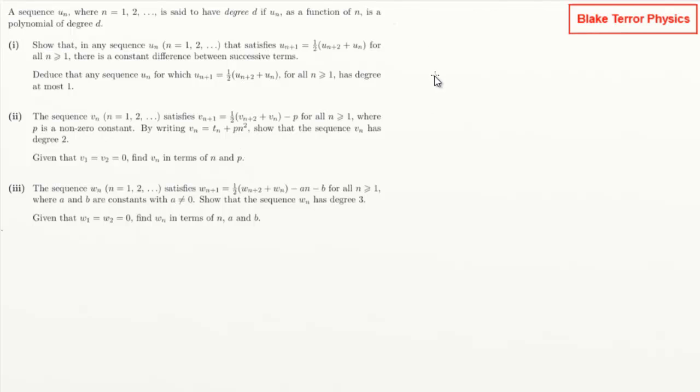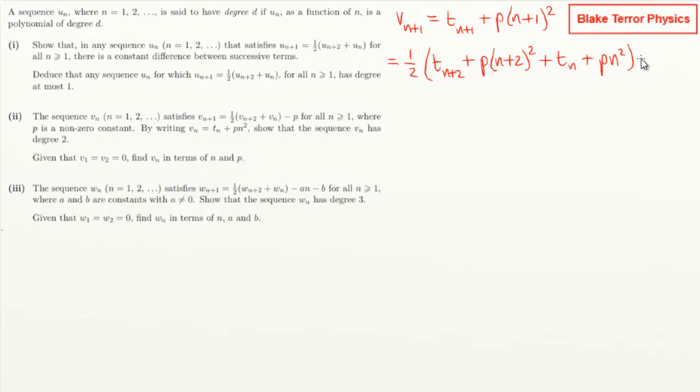Right, okay. So if we've got Vn is Tn plus Pn squared, so we've got a Vn plus 1, that will be Tn plus 1 plus P times n plus 1 squared. So that's our left-hand side. And then the right-hand side is going to be equal to a half of, so Vn plus 2 is Tn plus 2 plus P times n plus 2 squared. And then we've got a Vn, so plus Tn plus Pn squared. And then we've got that minus P.